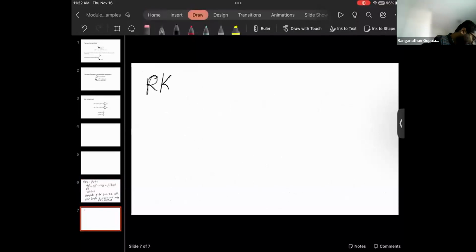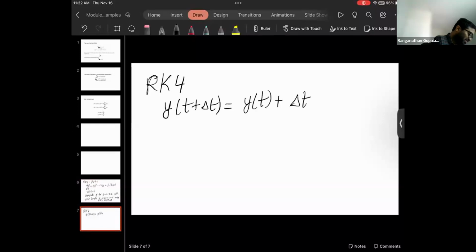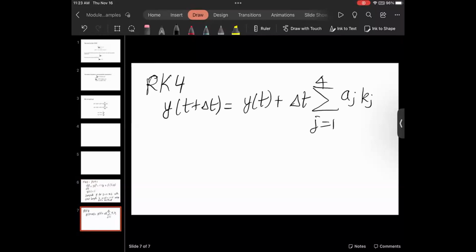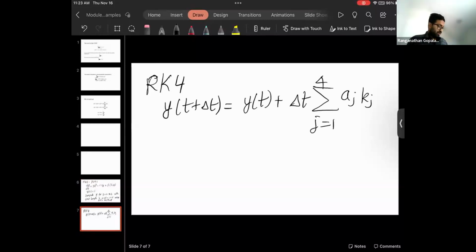Okay. So RK4 method, it's just copying the formula from the book or from your notes. y of t plus delta t equal to y of t plus delta t multiplied by the sum over j equals 1 to 4 of a_j k_j. So those who are using their notebook to write this down, if you need time, you have to actually unmute yourself and speak, or turn on your video and make some gestures so that I'll understand if people need time. Okay. So feel free to interrupt me.